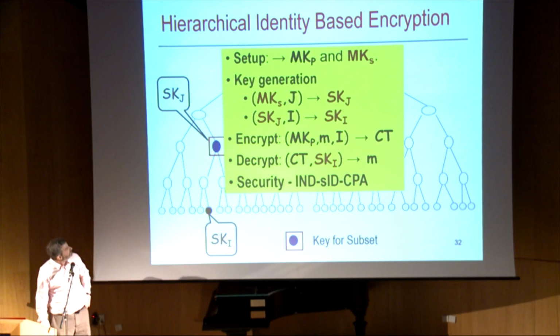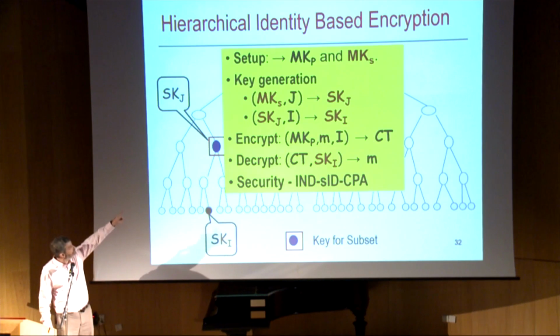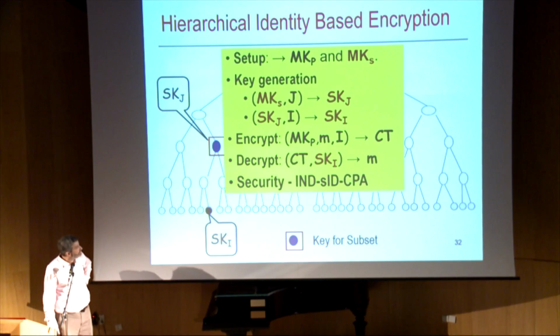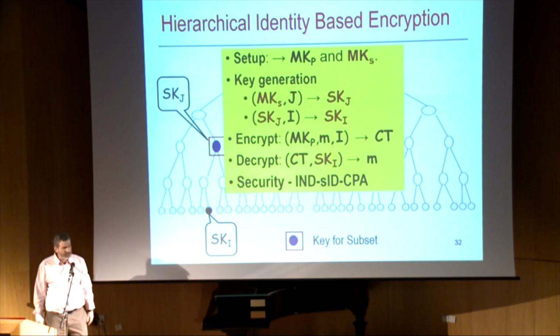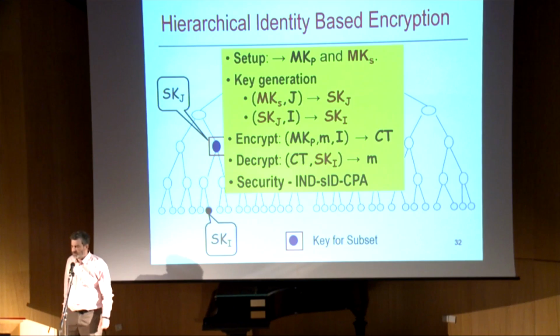In the setup, we have a master who generates a master public key and a master secret key. In key generation, you generate for every node its own secret key, SK_J, using the secret key. And using SK_J and I, you can generate SK_I. To encrypt, what do you need to know? You need the master public key, the message, of course, and the identity I. Then you can generate a ciphertext. To decrypt, you need the ciphertext and the secret key of I, and then you get back M. Security will need something actually not the strongest, which makes the construction even more efficient.